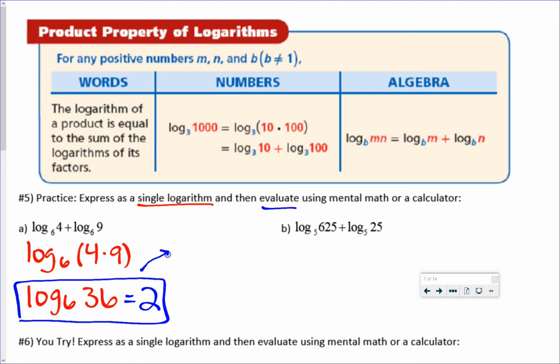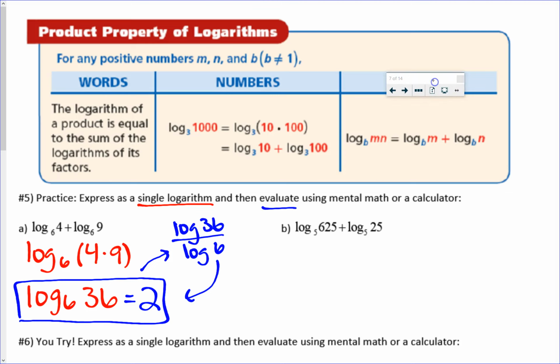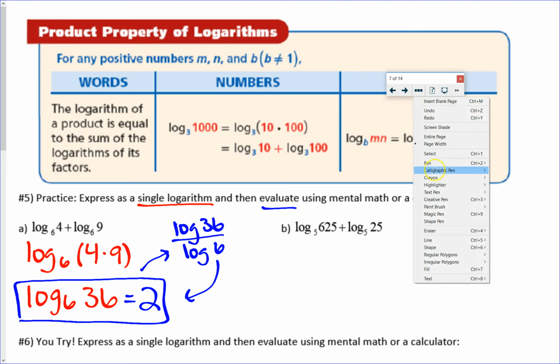Okay, this one we can use our calculator. Some of you can type it in the way you see it. Some of you have to use change of base. So you would then do log 36 over log 6, and it would give you 2. Okay. It's what this log equals. It equals the exponent. That's what we did in our homework yesterday. 6 raised to what is 36? 2. Okay? So when it says use mental math, that one's like a mental math problem. Sometimes you gotta use calculators. Do it.